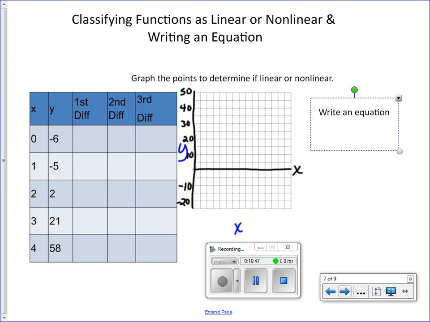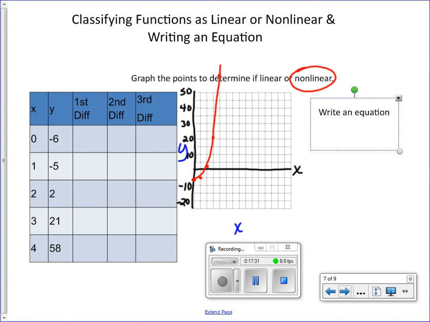And that doesn't quite accommodate my 58, but I think we can guess at where that point would go. All right, so 0, negative 6 is going to be right below the negative 5 line. 1, negative 5 would be right here. 2, 2 is going to be just above the line. 3, 21 will be up here. 4, 58 is going to be right up here. Okay, and again, this is a nonlinear function.